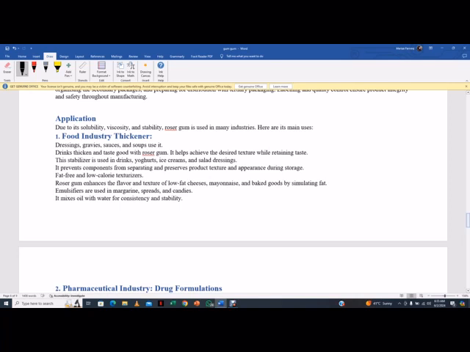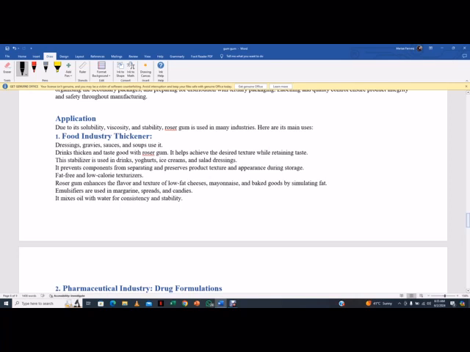Roser gum is widely used in the food industry due to its solubility, viscosity, and stability. As a thickener, it is used in soups, sauces, gravies, and dressings to enhance texture. First thing, I'm going to tell you that the gum roser only enhances texture, but does not alter the flavor of these products, which are natural in it.